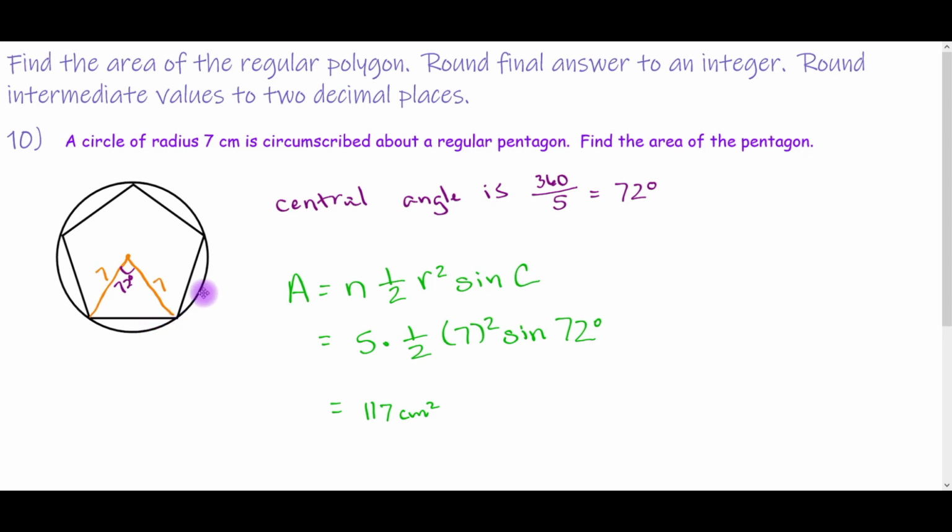Once I had that, then remember we want to find the central angle. So the central angle is 360 divided by 5 because I have a pentagon, so 72 degrees. And then we have the radius measure. So again, I'm just going to plug into this formula, which uses the radius and the central angle. So we have 5 sides. My radius measure is 7, so 7 squared, and then sine of my central angle, which is 72 degrees. And then again, putting this into my calculator, we get about 117 centimeters squared.